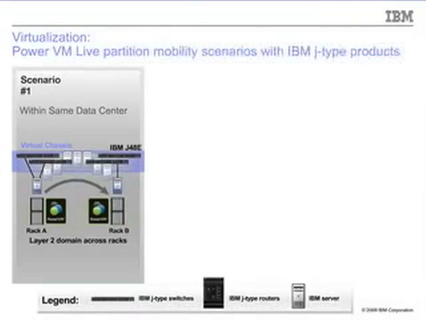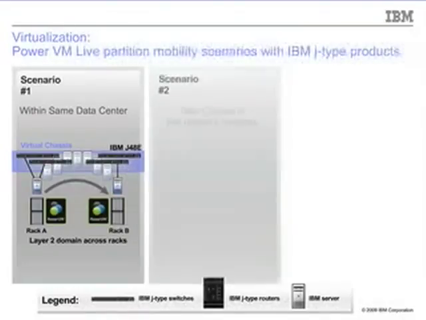So in scenario one, these two servers are located within the same data center. They're both running Power VM. And then from a network perspective, we use the virtual chassis capability on the IBM J48E switches, which essentially makes this look like one big flat layer 2 network, and it can be managed as a single device. So very easy migration of Power VM instances in this configuration.